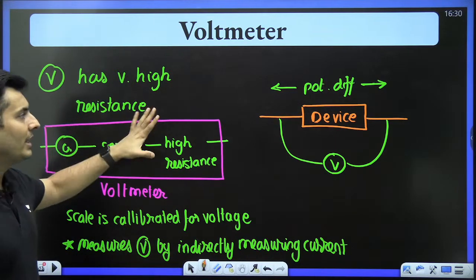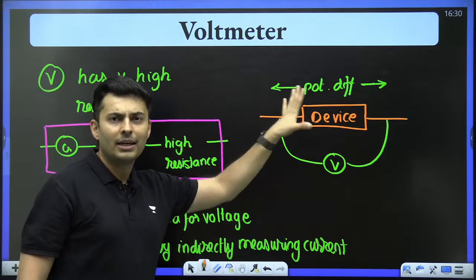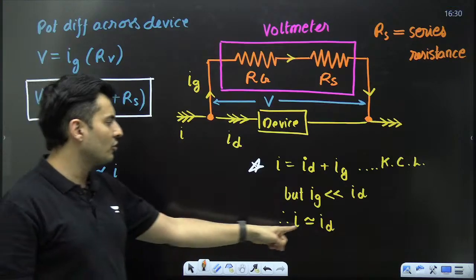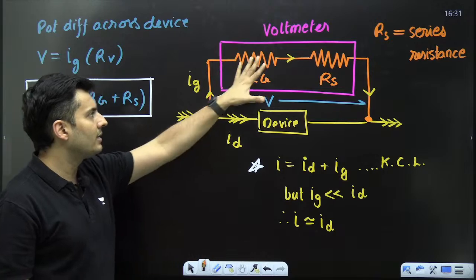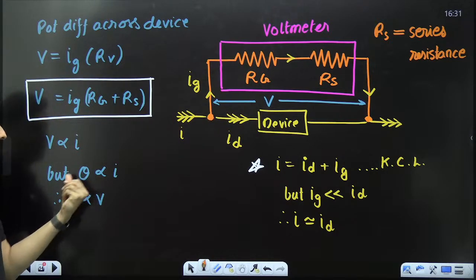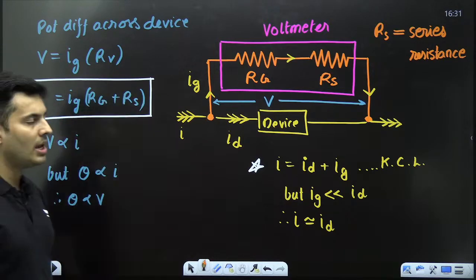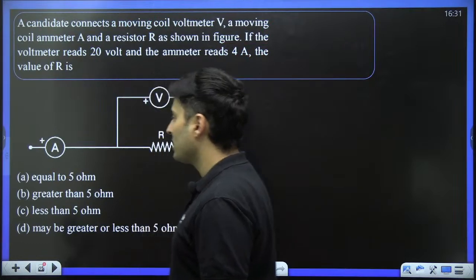So the voltmeter has a very high resistance. It draws very little current. It lets the device function as it is without affecting the current so much, so most of the current still flows through the device. That little current is enough for me to show that the deflection is directly proportional to the voltage. And this is the main formula for the voltage difference. That's all. Alright, so let's start with some questions.